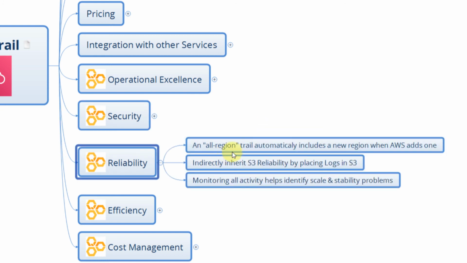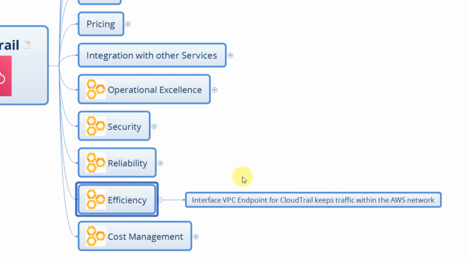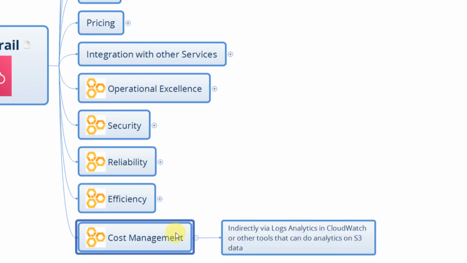For reliability, an all region trail just automatically includes a new region when AWS adds one without any further configuration. CloudTrail indirectly inherits the S3 reliability by placing logs in S3, and monitoring all activity helps identify scale and stability problems. CloudTrail supports an interface VPC endpoint, which helps keep traffic within the AWS network, which is fast and scalable. Facilitation of cost management is available indirectly via log analytics in CloudWatch or other analytical tools that can work on S3 data. This helps identify situations where resources are underutilized.